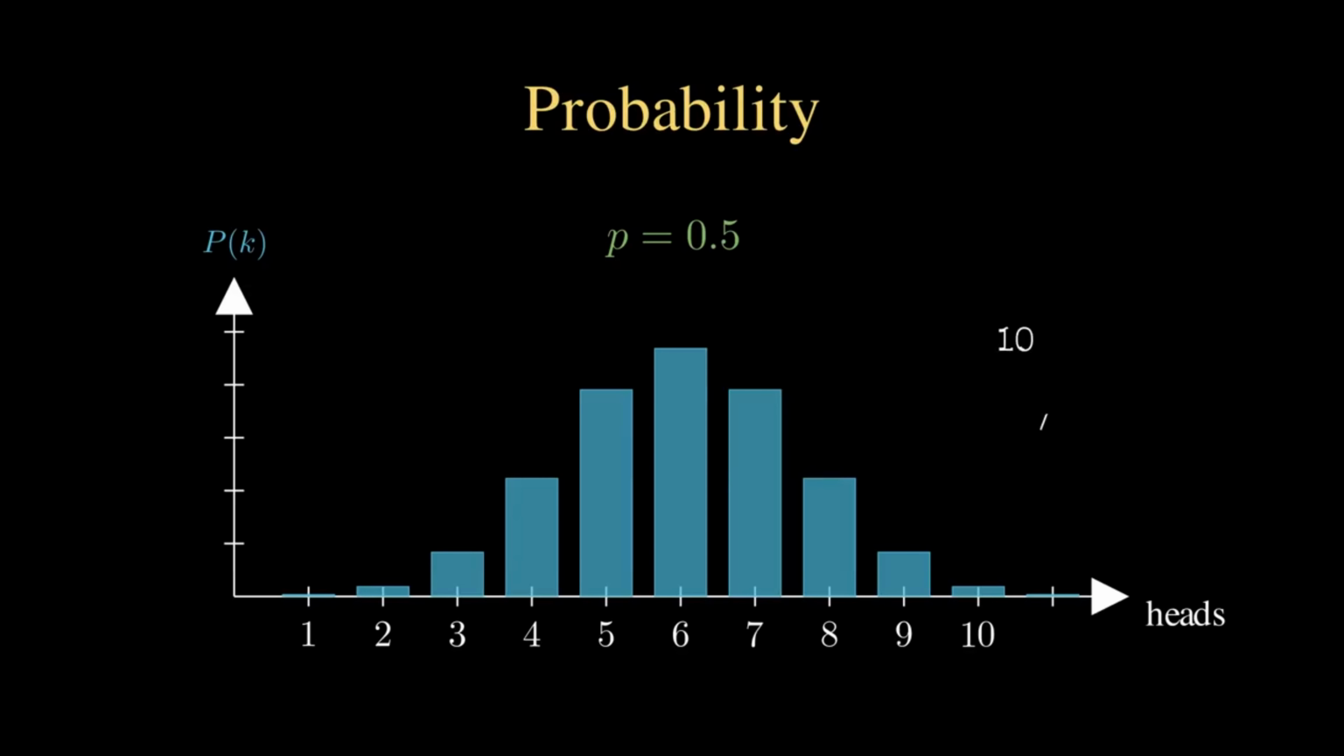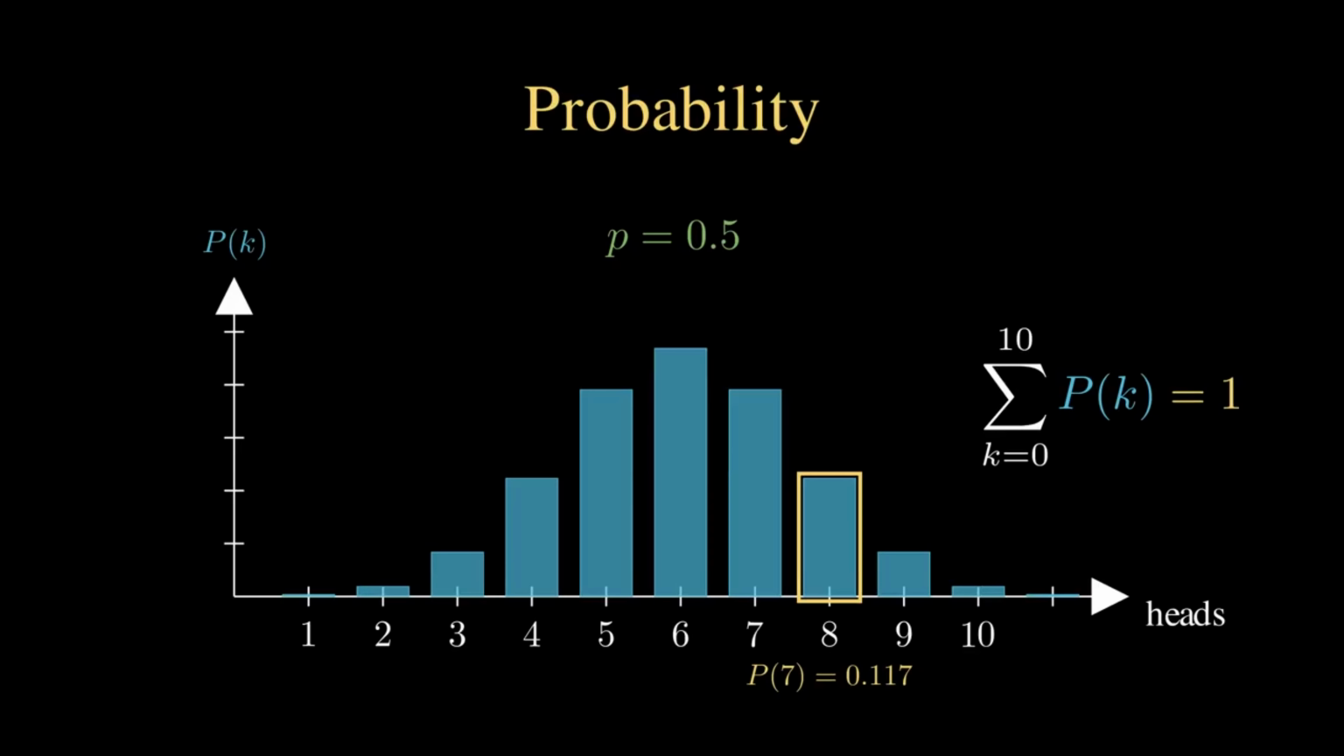And here's the key property. All these bars add up to exactly 1. That's what makes it a probability distribution. Every possible outcome is accounted for. For instance, the probability of getting exactly 7 heads is about 0.117.